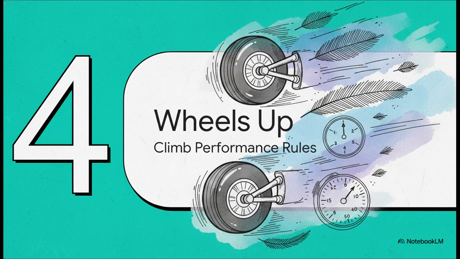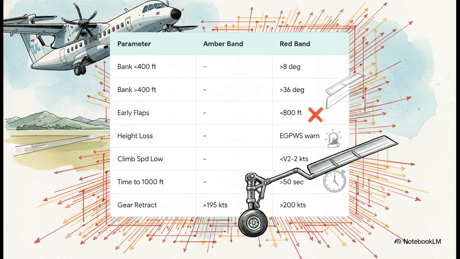All right, let's move into our final phase, Section 4, Wheels Up, Climb Performance Rules. Let's see how all of this builds into our rigid climb performance rules. From tight bank angles near the ground to specific gear retraction speeds, every single limit in this table guarantees a perfectly safe ascent profile. Let's go through it.